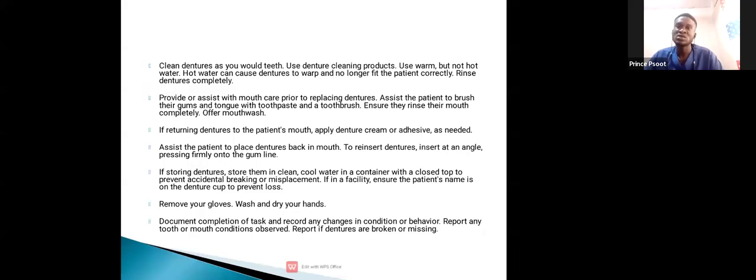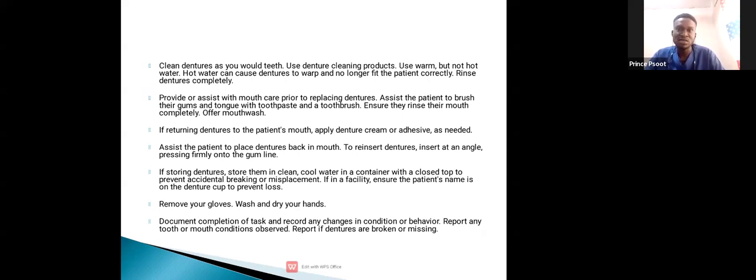Clean the dentures as you would clean normal teeth. The dentures are artificial, but you clean them as you would clean natural teeth. Use denture cleaning products and warm water, but not hot water. Hot water can cause dentures to warp and no longer fit the patient correctly. So rinse the dentures completely in warm water.